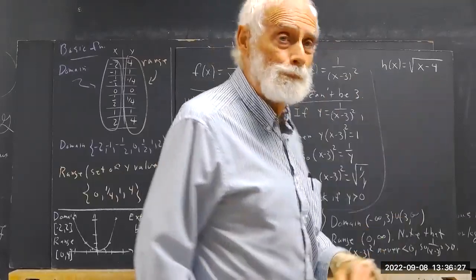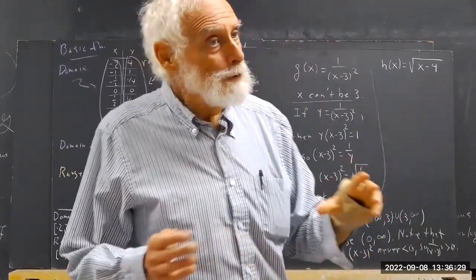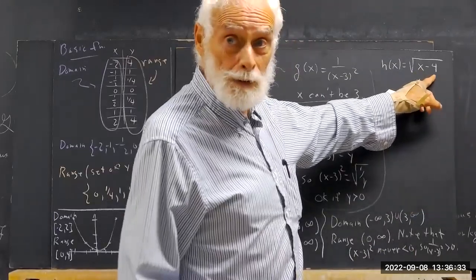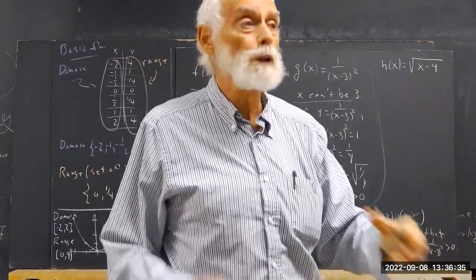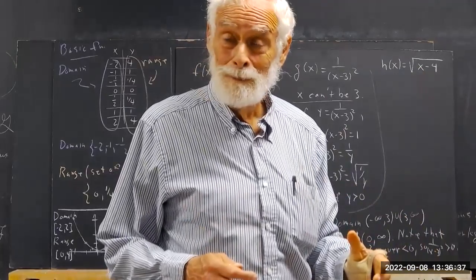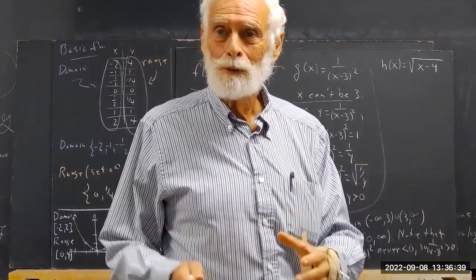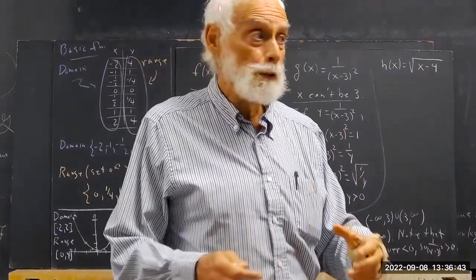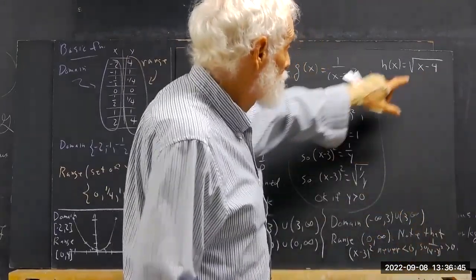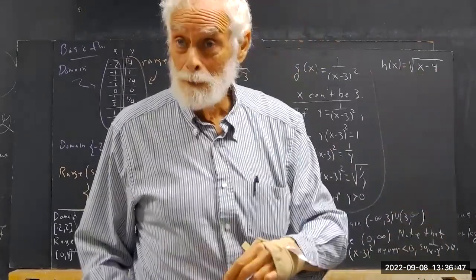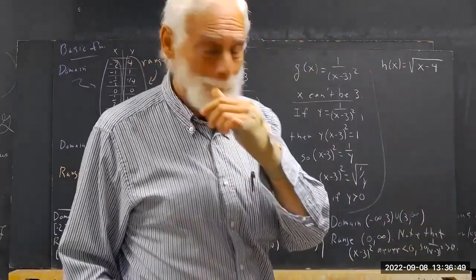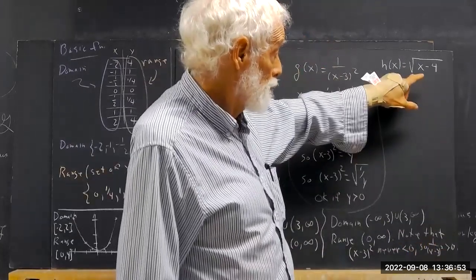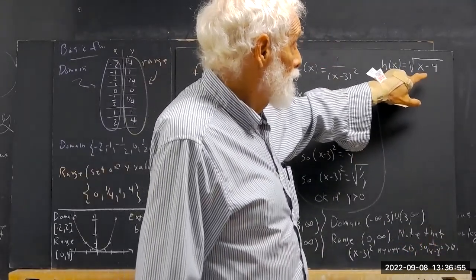So I said 4. Well, 4 is close, but if x is 4, you get 0 in here, and the square root of 0, what do you multiply by itself to get 0? 0. 0 times 0 is 0, right? So 0 squared is 0. So the square root of 0 is 0.